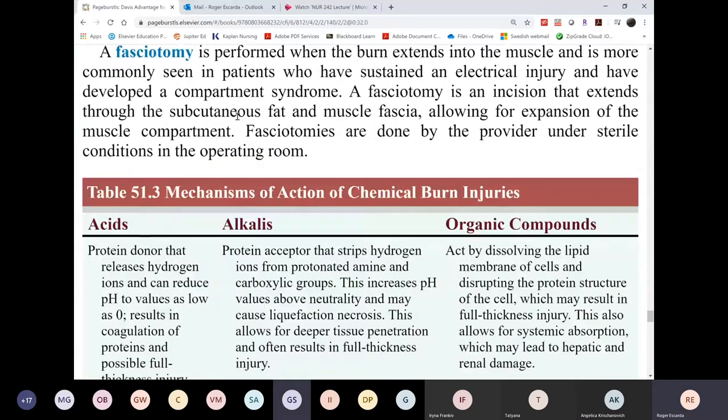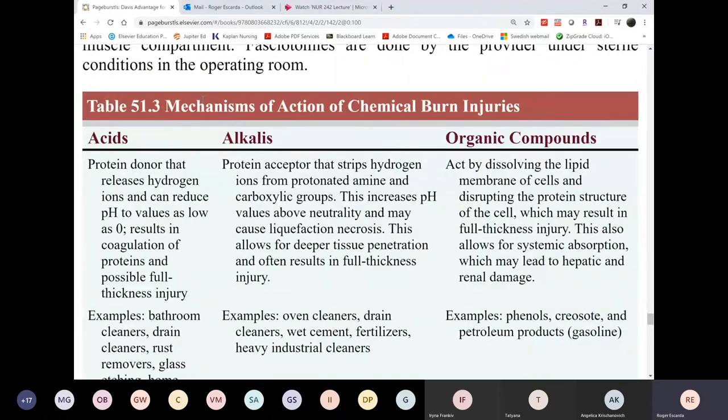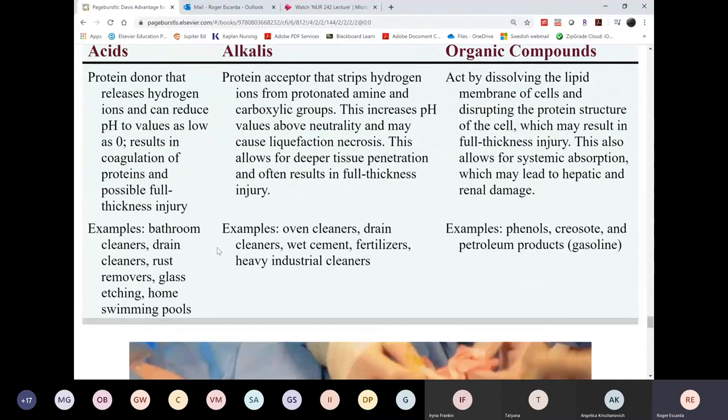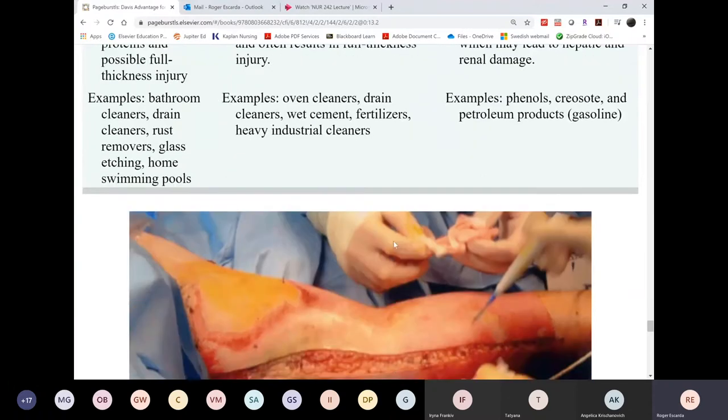There should be some pictures here. This one, I'm not testing 51.3 because this is now involving specific cleaners. I mean, this is not nursing.